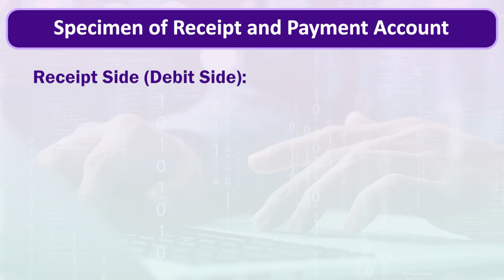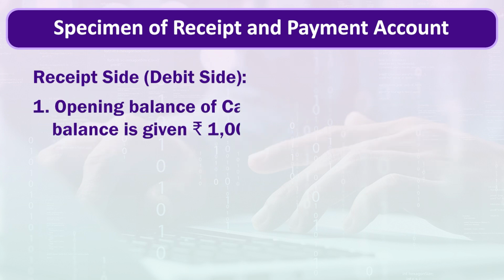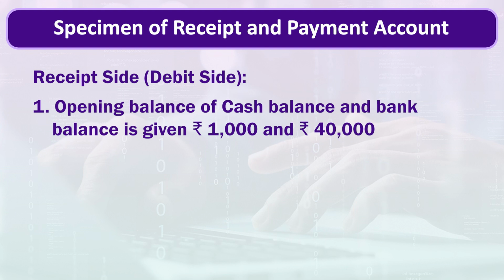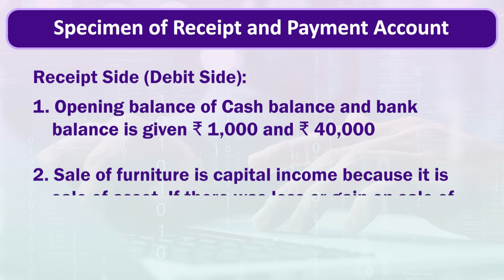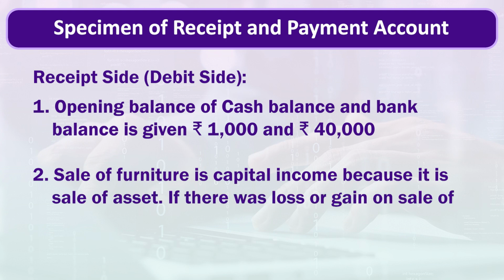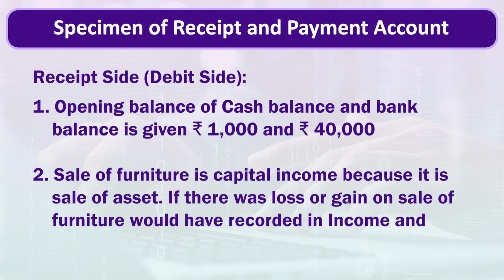On the receipt side, that is the debit side, we can see that the opening balance is 1,000 for cash and 40,000 for bank. Sale of furniture is a capital income because it is a sale of asset. If there was loss or gain on sale of furniture, it would have been recorded in income and expenditure account.